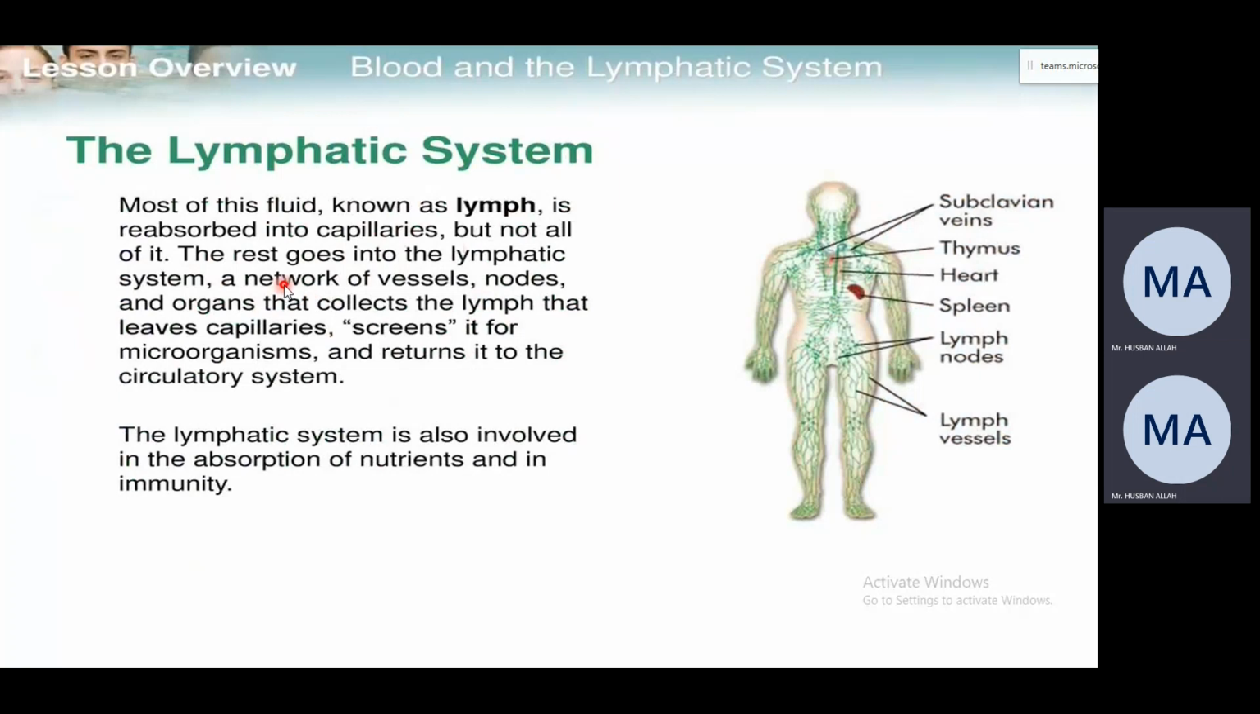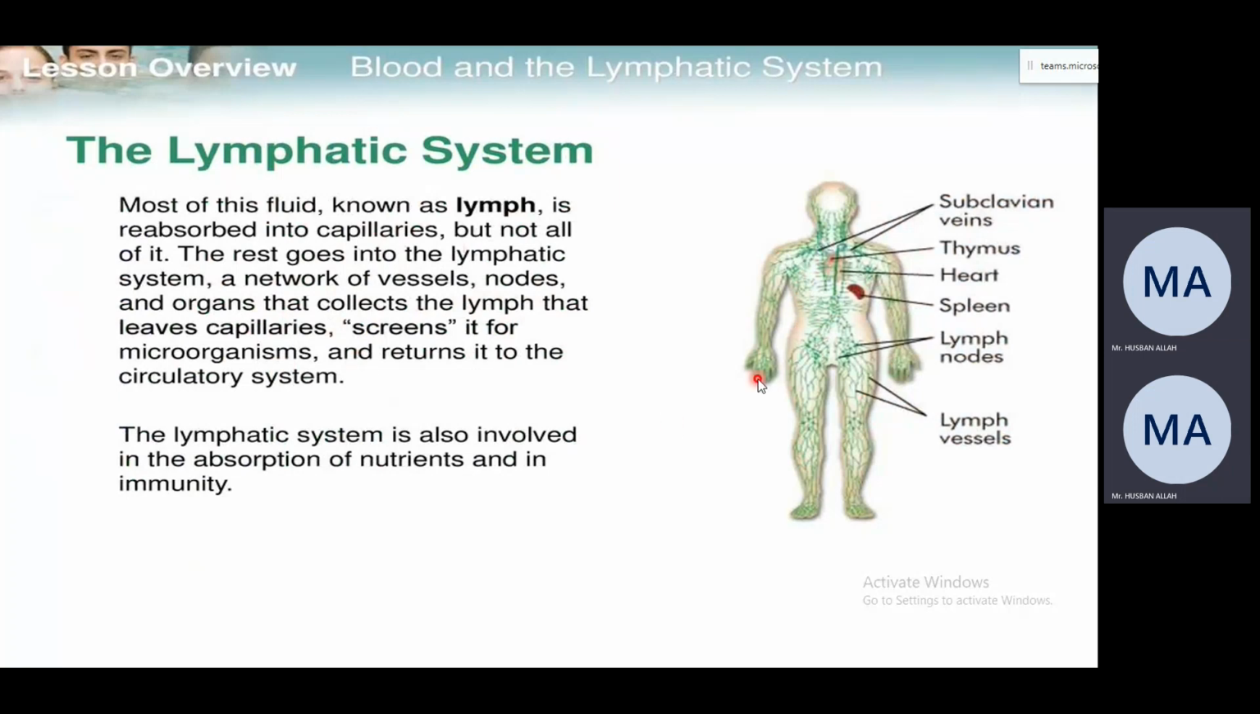So the lymphatic system is made from what? A network of vessels, which is made up of what? Lymph nodes and organs that collect the lymph. So we have lymph vessels, right? So lymph nodes are the points which receive the lymph, right? And lymph vessels are the thread-like structures present throughout the body, which collect the lymph and circulate the lymph in the body. Organs that collect the lymph that leaves the capillary, screen it for microorganisms and return it to the circulatory system.